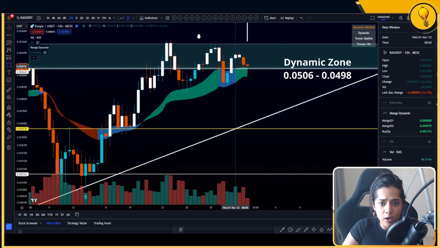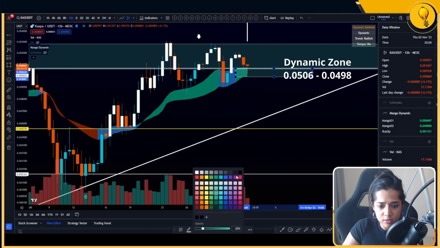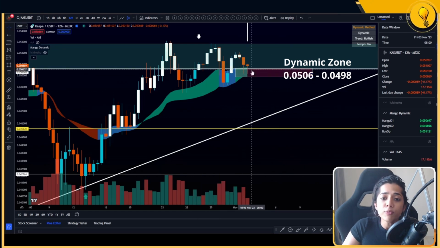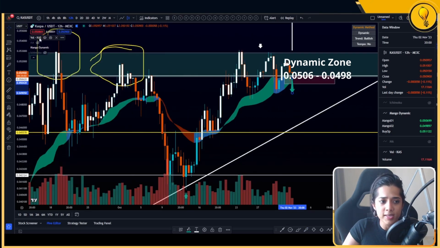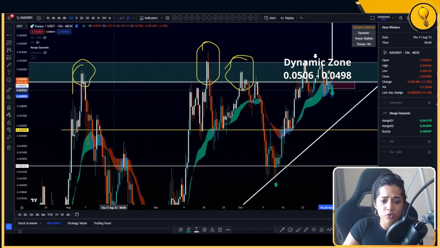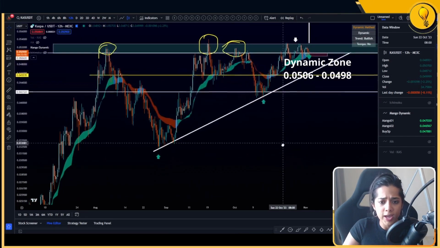So that's another box right here. If we lose this support, I'll make that pink. If we lose that support, I'm saying price is coming down even further. And why am I saying that price could likely come down? Because historically, guys, that 12-hour dynamic has fared very, very well for Kaspa's trend.